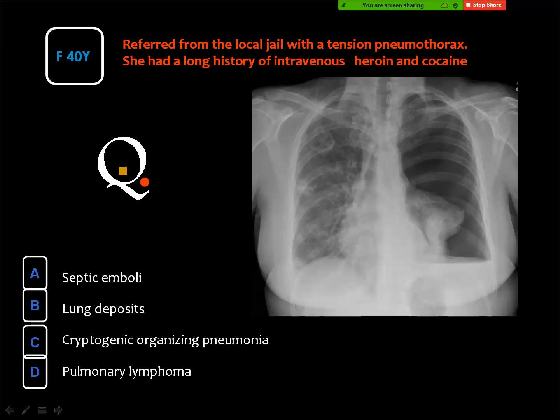Then we came to the next case, which is a female, 40 years old, referred from the local jail with tension pneumothorax. She had a long history of intravenous heroin and cocaine. Then what do you think? Septic emboli. Septic emboli. Yes, what is the cause of pneumothorax? Incidental finding?